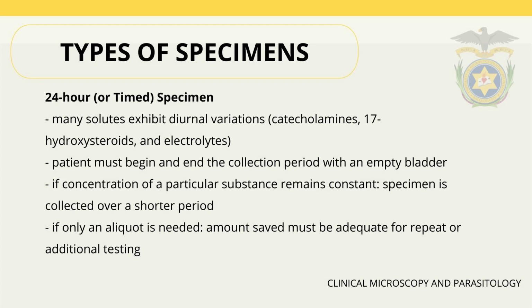If collected in 2 containers, it should be combined and thoroughly mixed before aliquoting. Patients must begin and end the collection period with an empty bladder, and if the concentration of a particular substance remains constant, the specimen is collected over a shorter period. If only an aliquot is needed, the amount saved must be adequate for repeat or additional testing.